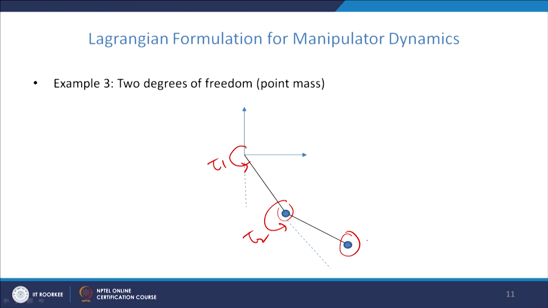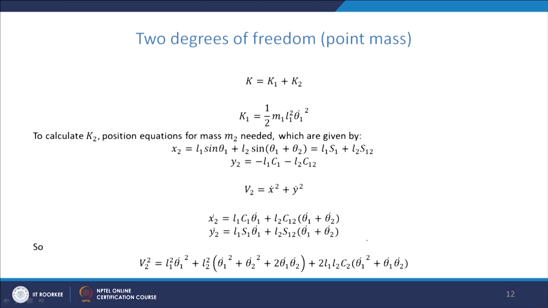So, for this type of robot manipulator, the equation of motion can be constructed in the following way. Again the same procedure, we have to construct the kinetic energy. There are two links here, so we have to calculate the kinetic energy of the first link K1 and the second link K2, then add both K1 and K2, which will give the total kinetic energy.